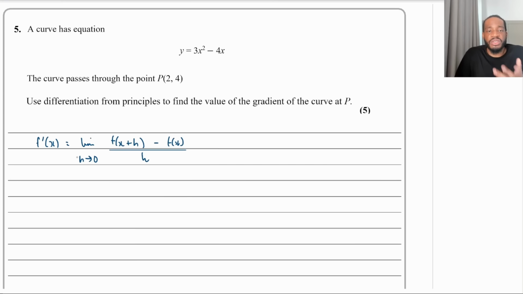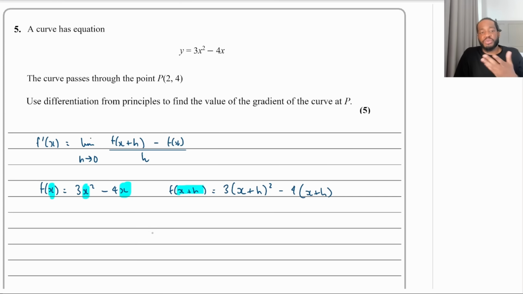So that being said, what's our f of x? f of x is the function y. So f of x is equal to 3x squared minus 4x. So f of x plus h, remember composite functions. If this is an x here, this is our input, whatever must be here and here, this must be x too. So if this is x plus h, then an expression for f of x plus h would be 3 times x plus h all squared, minus 4 lots of x plus h.